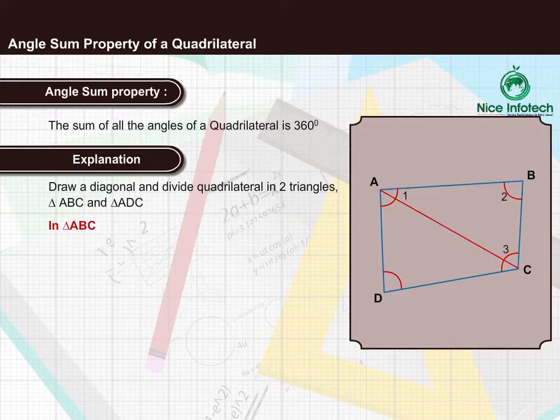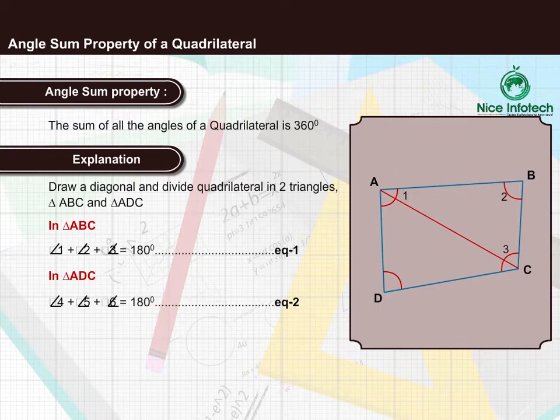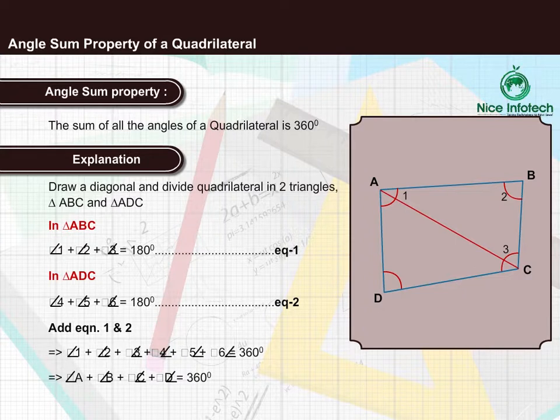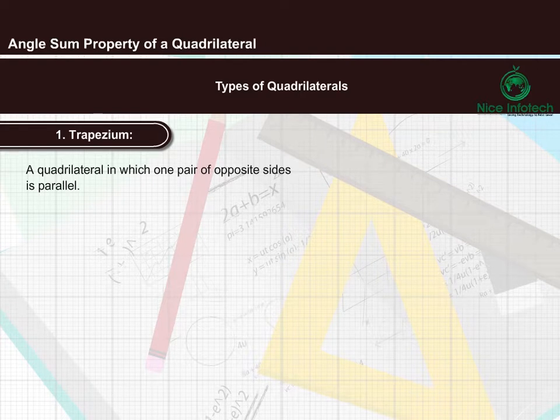In triangle ABC, angle 1 plus angle 2 plus angle 3 is equal to 180 degrees. Consider it as first equation. In triangle ADC, angle 4 plus angle 5 plus angle 6 is equal to 180 degrees. It is second equation. Now, if we add equation 1 and 2, we will get the angle sum property of quadrilateral. There are various types of quadrilaterals.